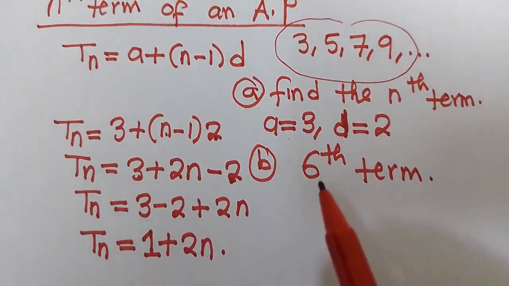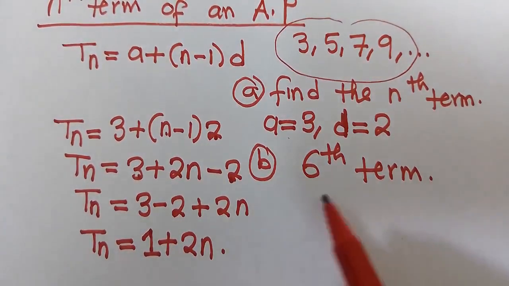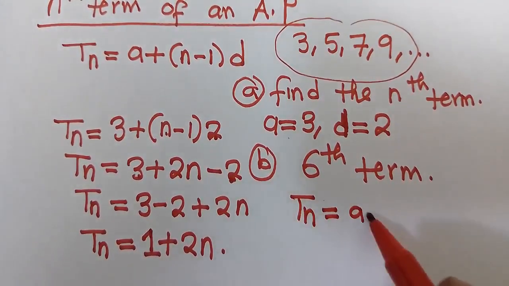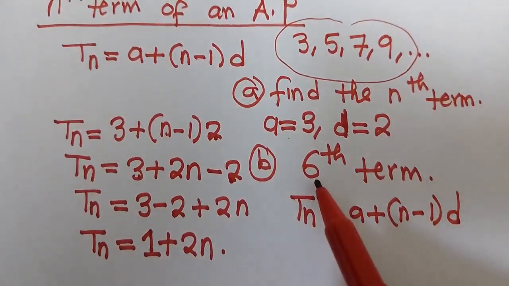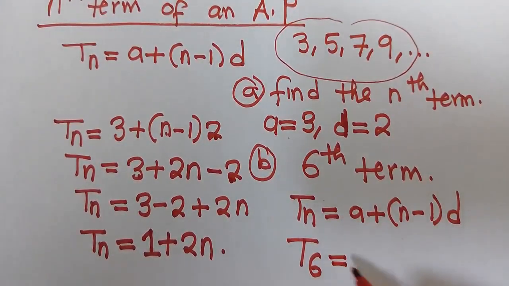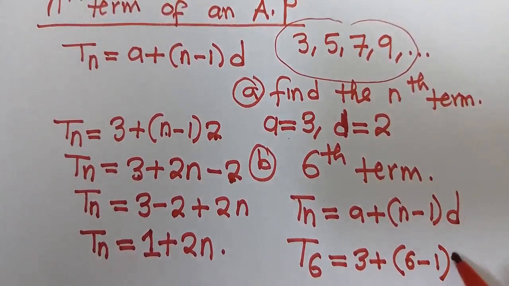You want to find this one. How can you go about this one? So what you are going to do is this. You say, okay, you want to find the 6th term. So you say Tn is equal to A plus (n minus 1) times D. You are told to find the 6th term, so where there is n, that is your 6. So n is equal to 6. A, first term, is 3, plus (6 minus 1) times the common difference, which is 2.